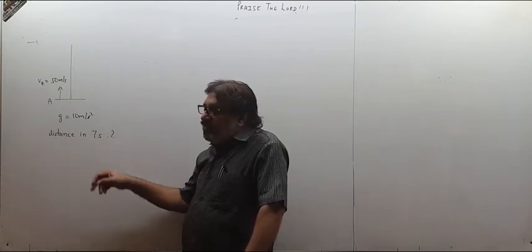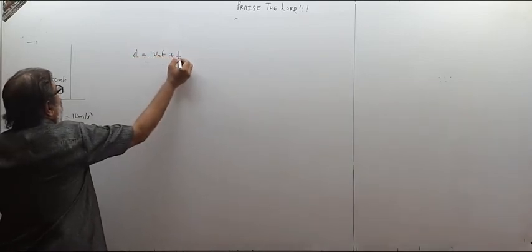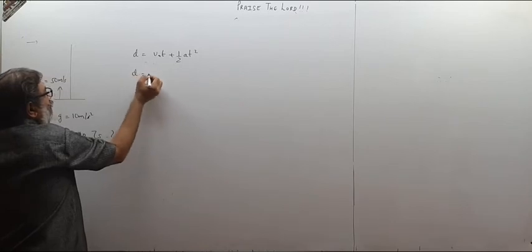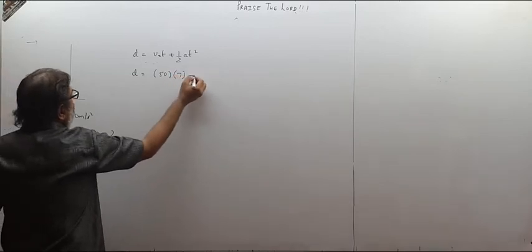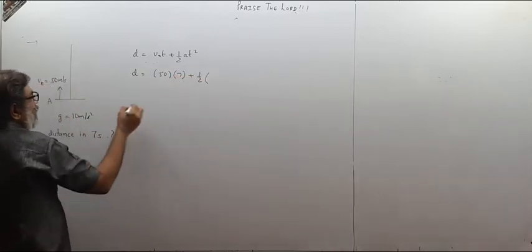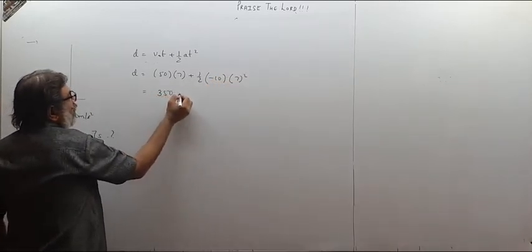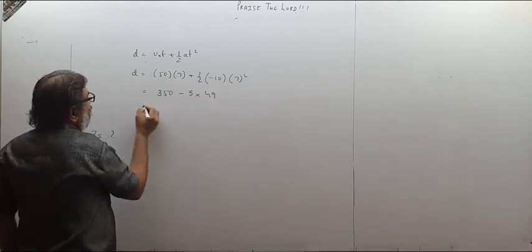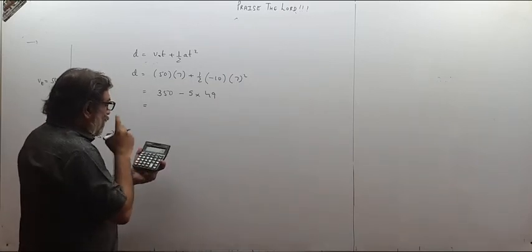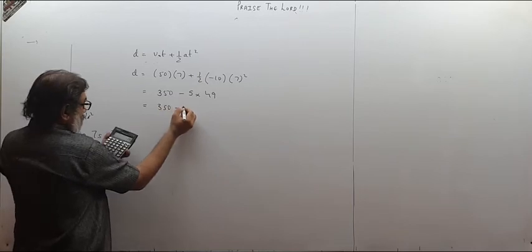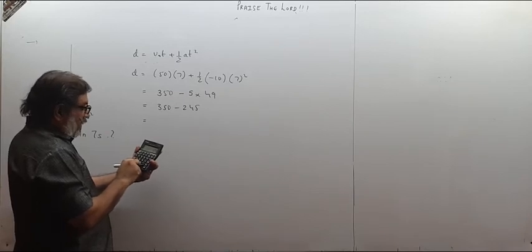So children, what is the distance in 7 seconds? If you use this formula, s equal to Vot plus half at square. So Vo means 50, upward means plus, we think like this. Time is 7 seconds plus half, acceleration downward minus 10, and this is 7 square. So this is 350 minus 5 into 49. 49 into 5, that is 245. So 350 minus 245.